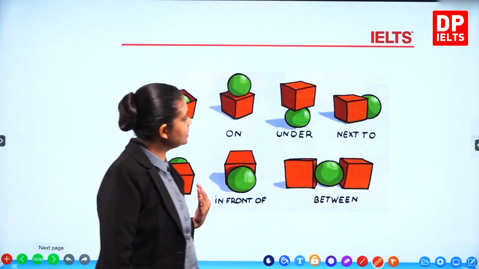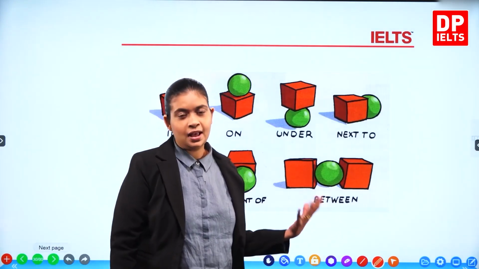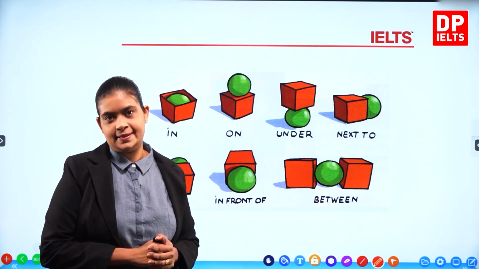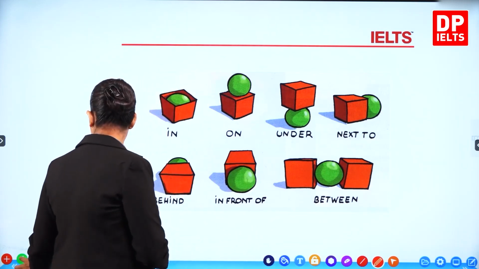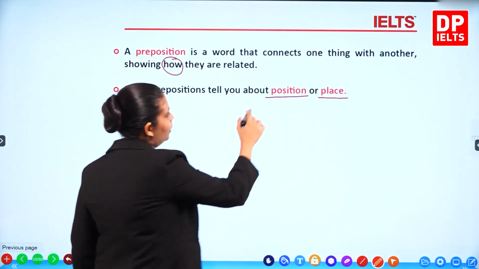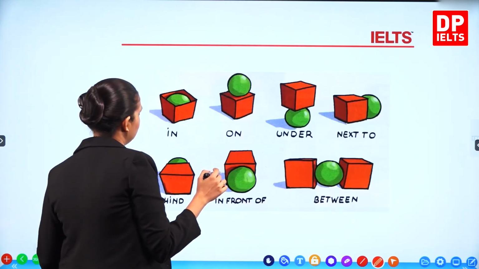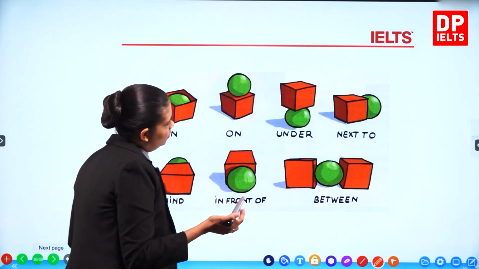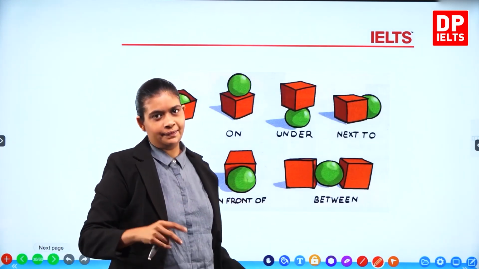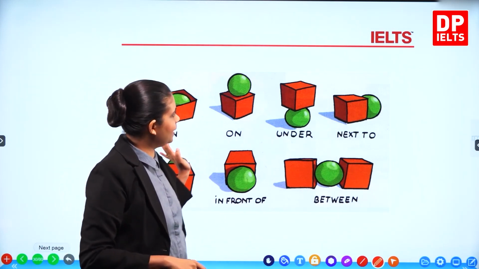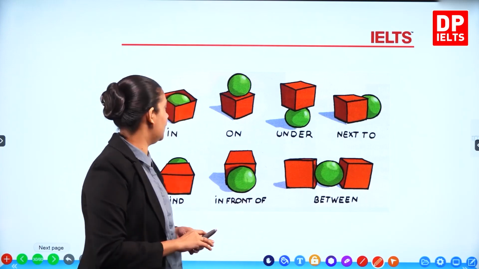Let's have a look at some of the prepositions that we use to talk about a place, right? Now, as I told you before, you could use it to talk about a position or place, okay? So this you could use it usually for a position or even a place. You could use it either way, okay? Right, so here are some of the basic prepositions, okay?